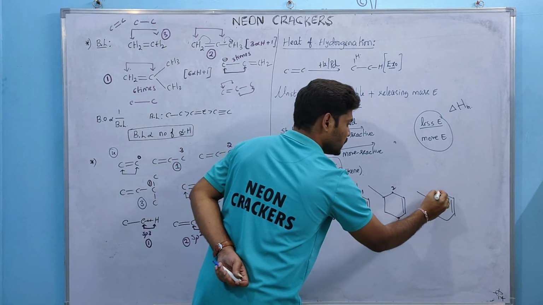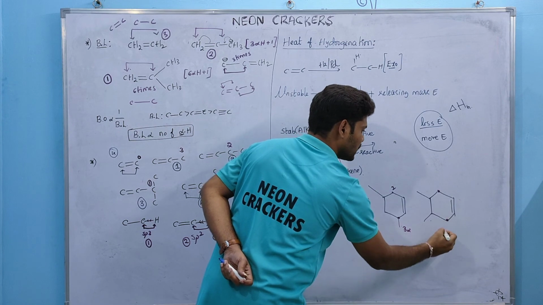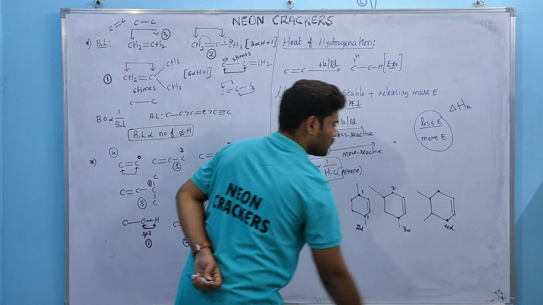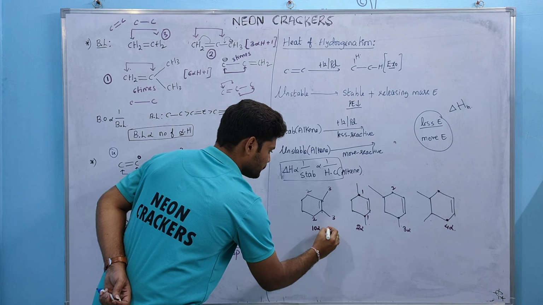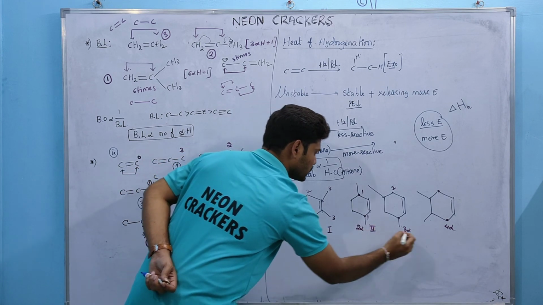Last one. Here 2 alpha hydrogens, here also 2 alpha hydrogens. So overall 4 alpha hydrogens. This is the first molecule, this will be the second one, and third and fourth.